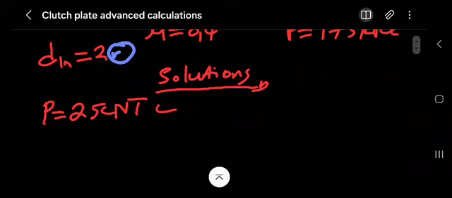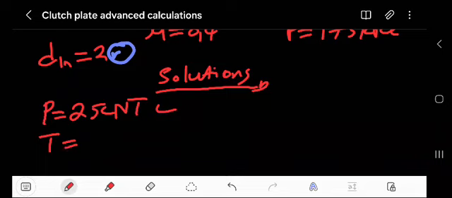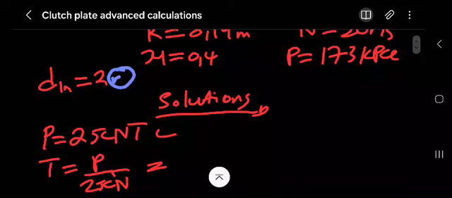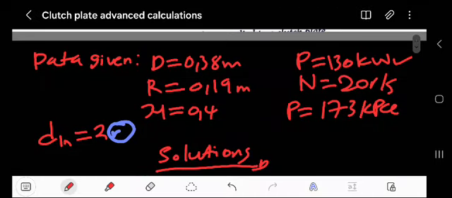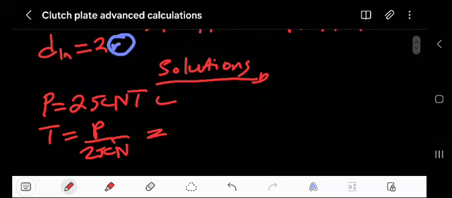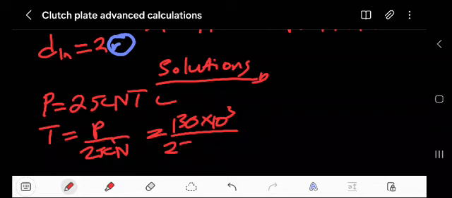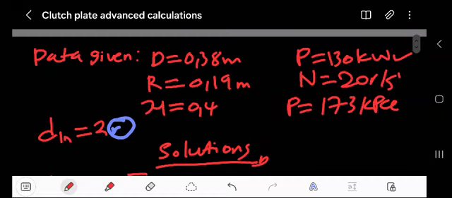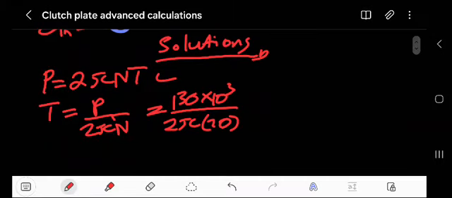So let's calculate the torque. Making the torque the subject of the formula, it will be P divided by 2 pi n. Then substitute the power you have been given, which is 130 kilowatts. This is 130 times 10 to the power of 3, divided by 2 pi multiplied by 20. Our revs was what? 20. So this is what we have, guys.